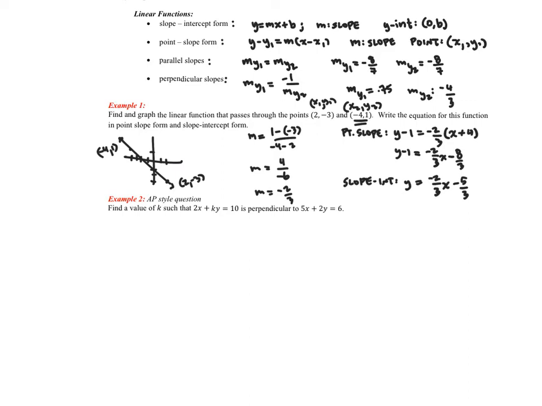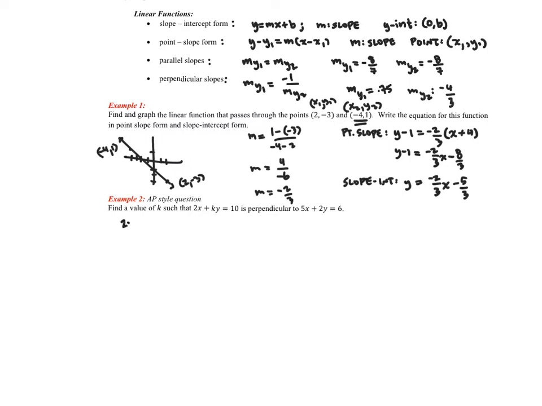All right, example 2. Find a value of k such that this line, 2x plus k times y is equal to 10, is perpendicular to 5x plus 2y is equal to 6. All right, so these are in what we'd call general form or standard form. We want to get them in slope-intercept form.